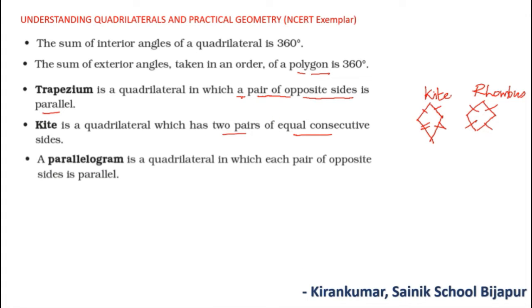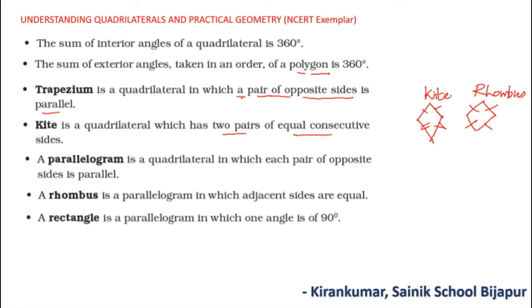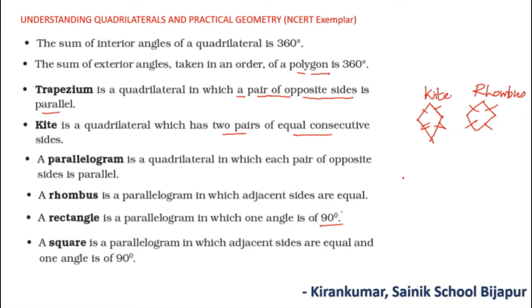Next, a parallelogram is a quadrilateral in which each pair of opposite sides is parallel. A rhombus is a parallelogram in which adjacent sides are equal. A rectangle is a parallelogram in which one of the angles is 90 degrees. I discussed this while solving a few of the questions. If one of the angles becomes equal to 90, all remaining angles will become equal to 90. A square is a parallelogram in which adjacent sides are equal and one angle is 90 degrees.